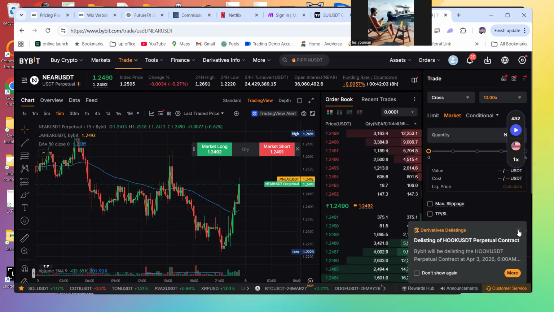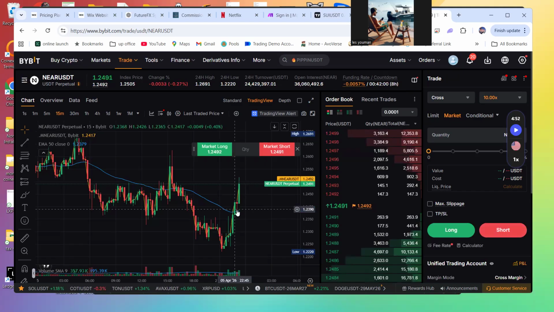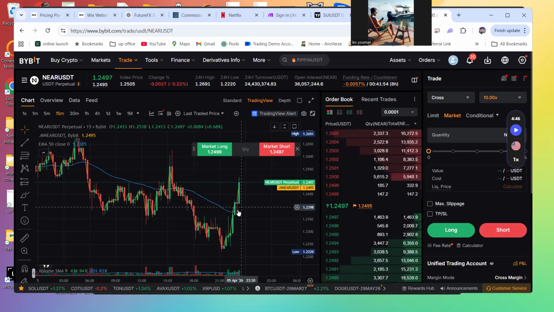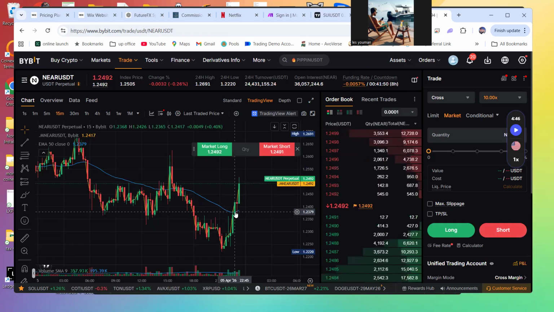I'm still going to go through and place this trade, but normally I would say if the market's moved that much, and I'm just on the 15-minute time frame, I would say wait for the market to pull back or wait for another signal to decide whether to get in or not.